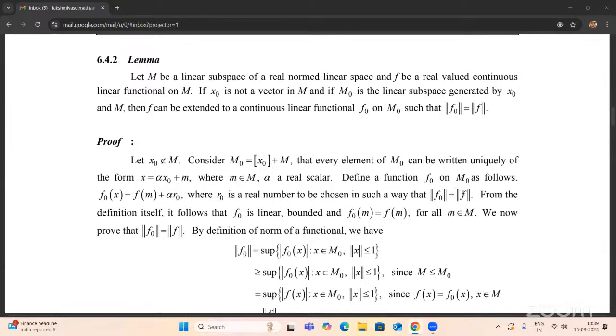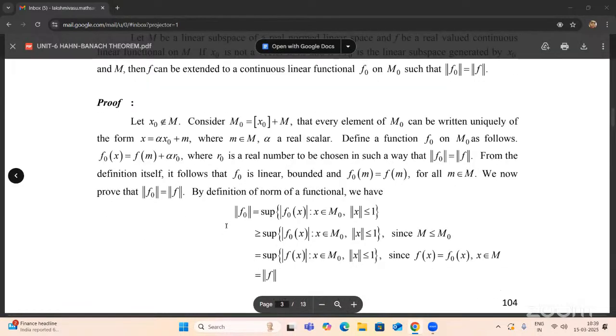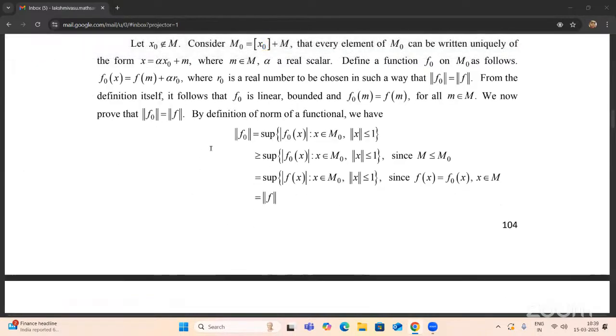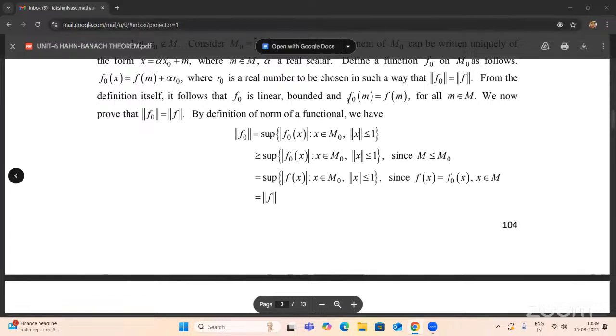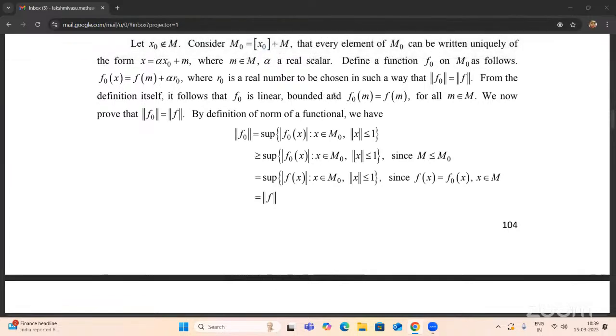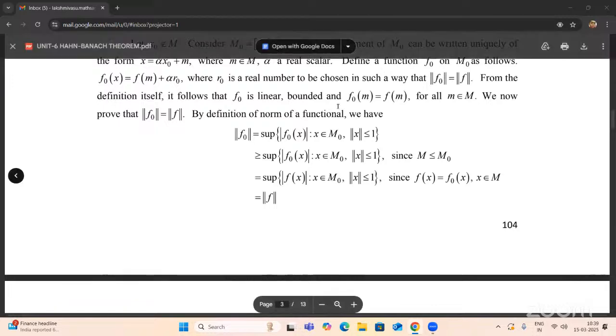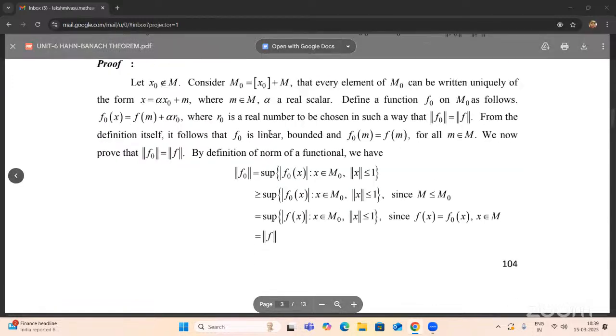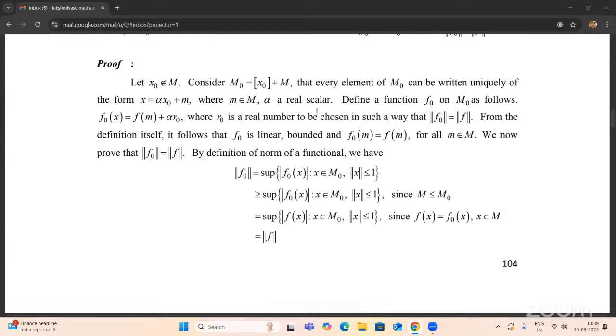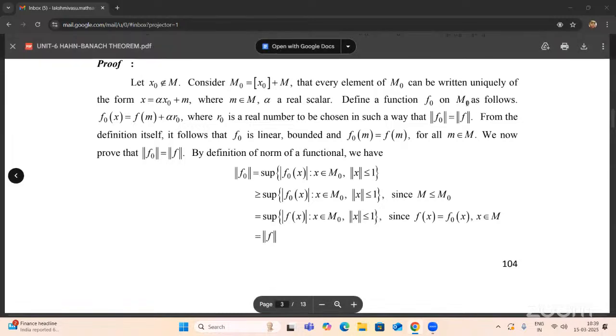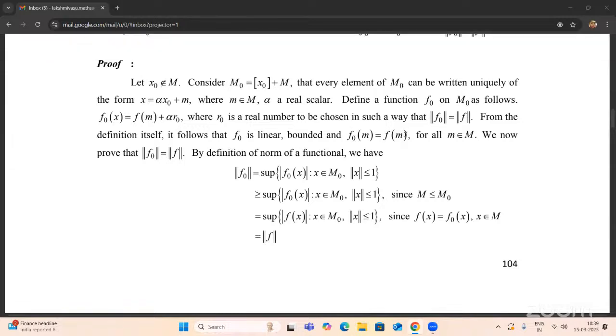Now norm f naught equals norm f, from the definition above, the extended linear functional definition. So f naught is linear and bounded, because a continuous function is bounded. Already given is the condition of continuity of the linear functional. So f naught is linear and bounded, and f naught of m equals small f of m, as we see in the above definition. When the norms are equal, automatically f naught of m equals f of m for all small m in capital M, that is, for elements of the linear subspace.